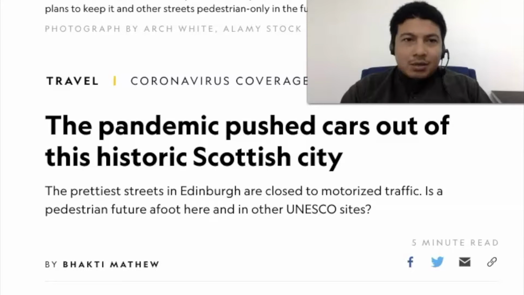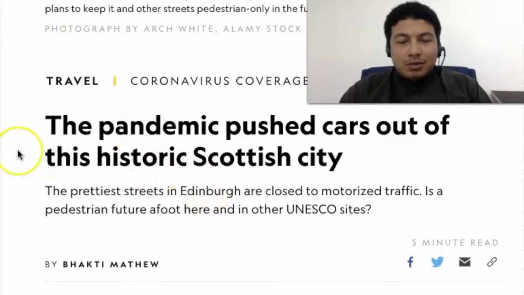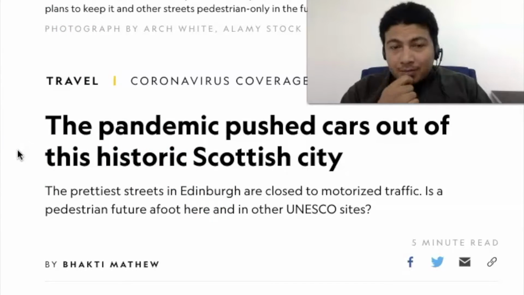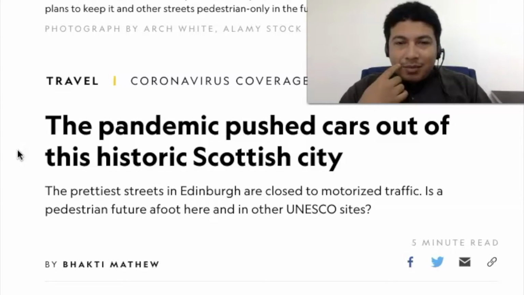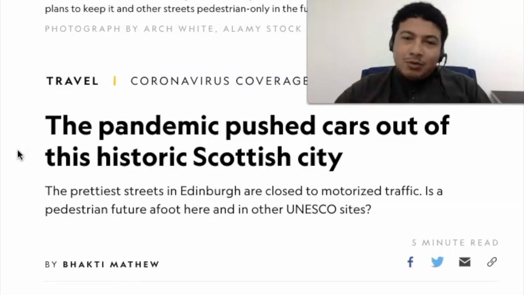So this is an article from the website nationalgeographic.com, and the title is The Pandemic Pushed Cars Out of This Historic Scottish City. So the city is Edinburgh. So that is the topic. The topic of this article is how the pandemic pushed cars out of this historic Scottish city. By knowing the topic, we know that it is all about the pandemic and also the availability of cars and other transportation in the city.